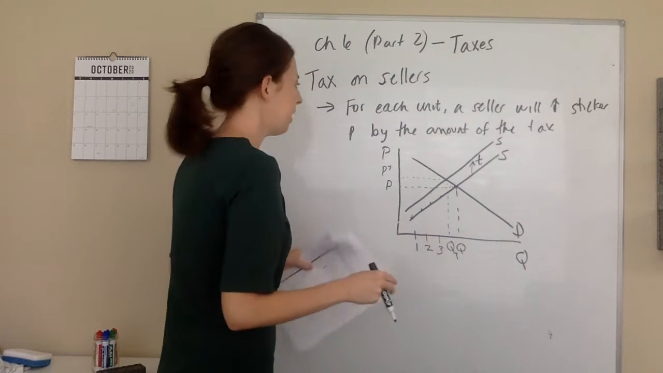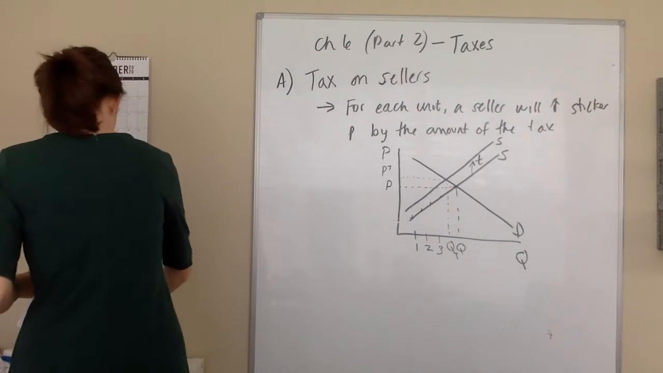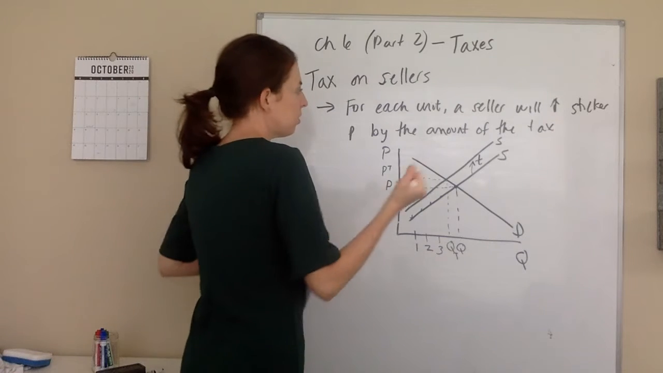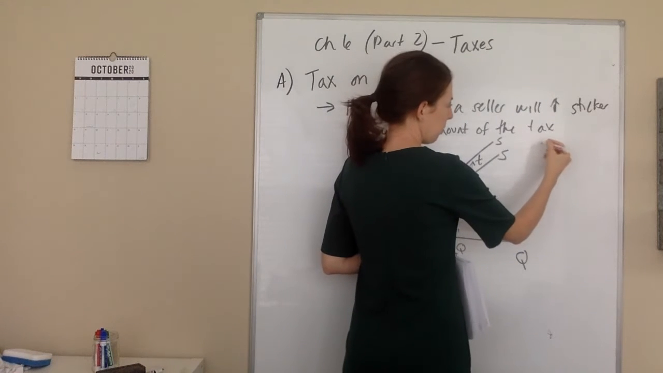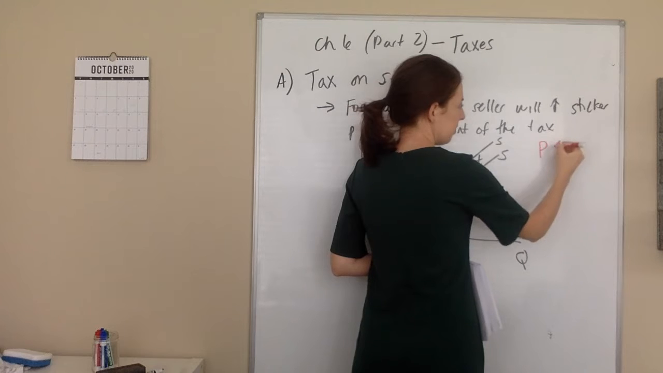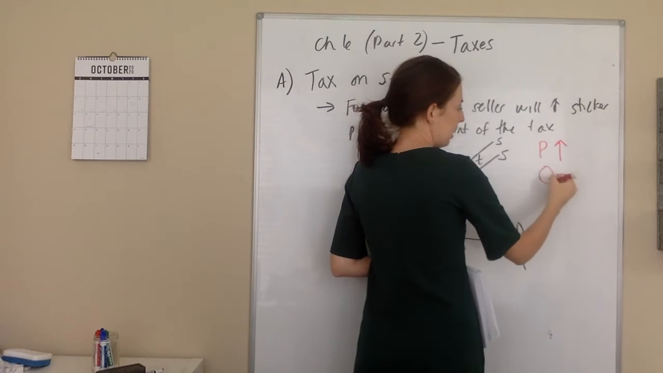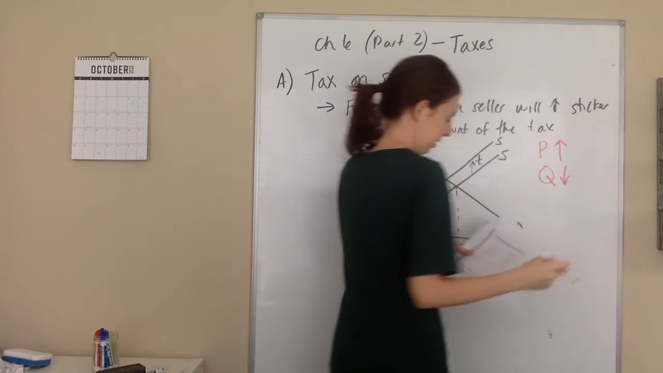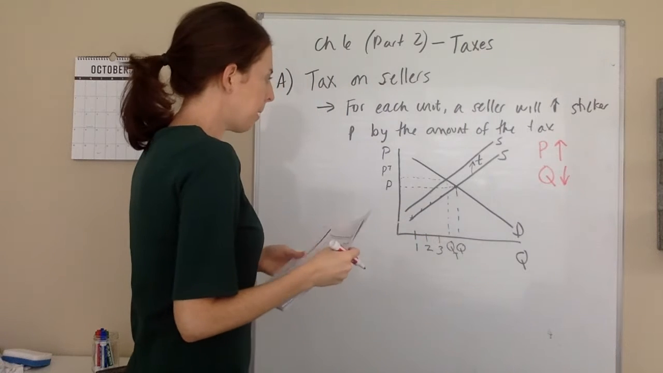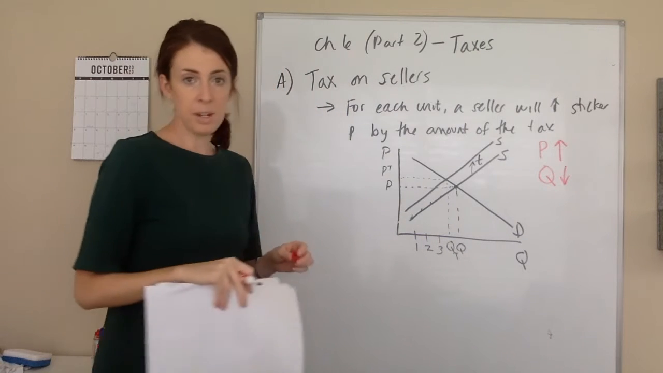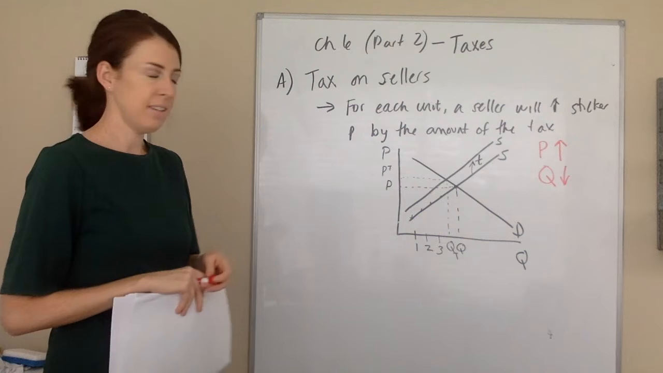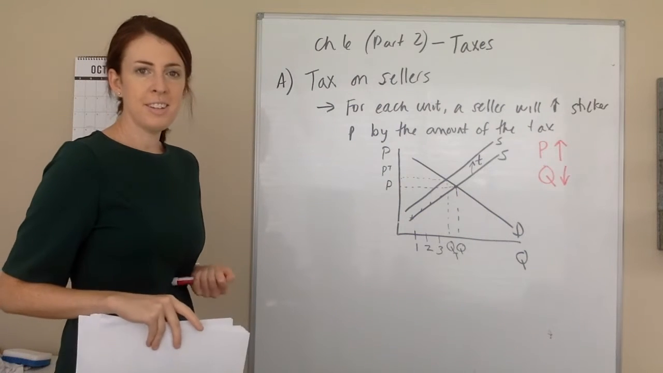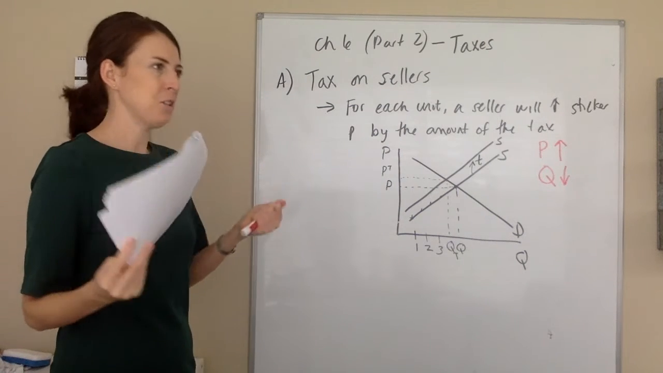Let's just start writing out the results. I'll do this in red. So the results are that, first of all, the equilibrium market price increases, and the equilibrium market quantity decreases. And now I'm going to introduce something called tax incidence. This is kind of mental gymnastics here.